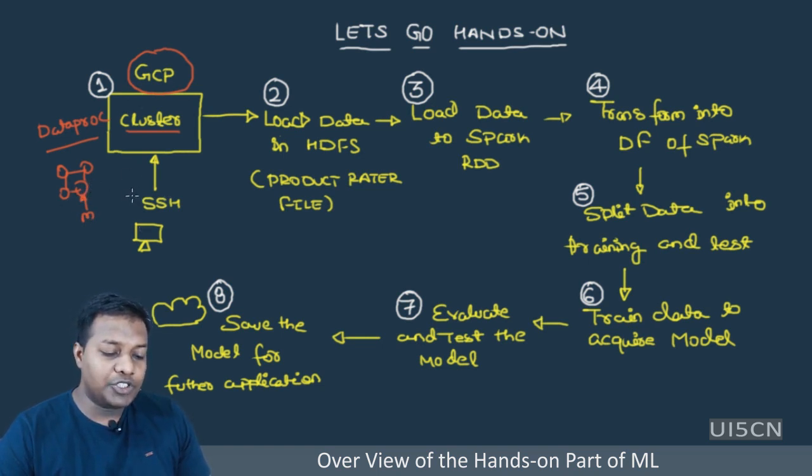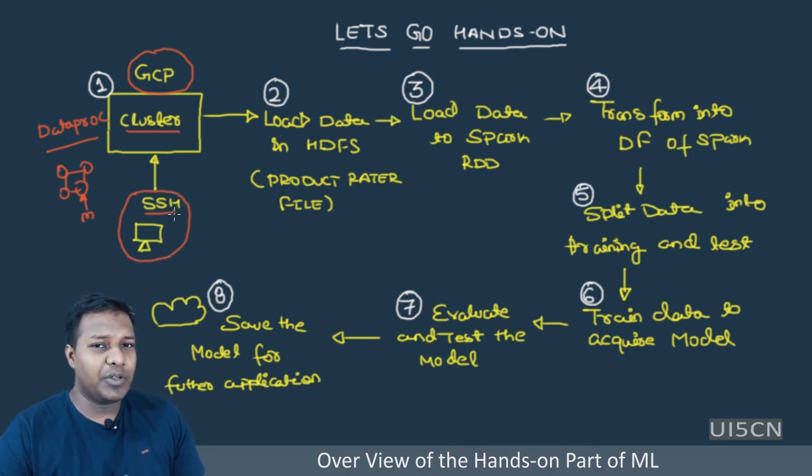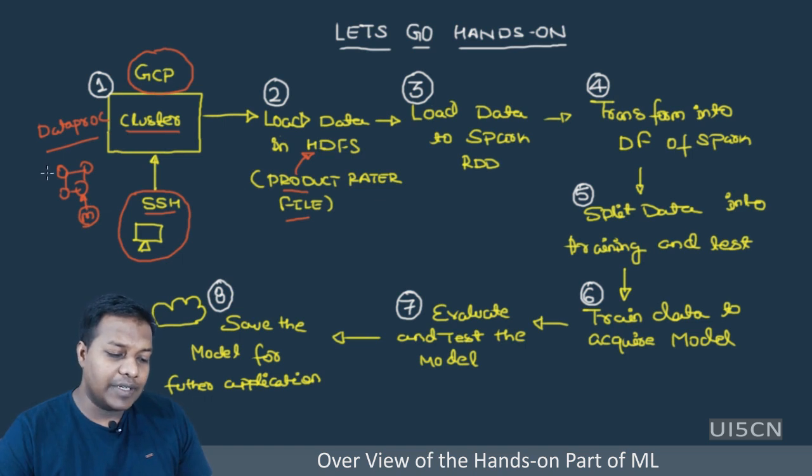Now, from the local machine, we will be doing SSH. We are doing SSH because in the previous sprint, we have the product rater file, which contains the co-product data that we built in the previous sprints, and we will be loading this data directly into HDFS of GCP. This is the Hadoop Distributed File System, and we will load it to the master, and the master will then take care of distributing it along all the slave nodes as well.